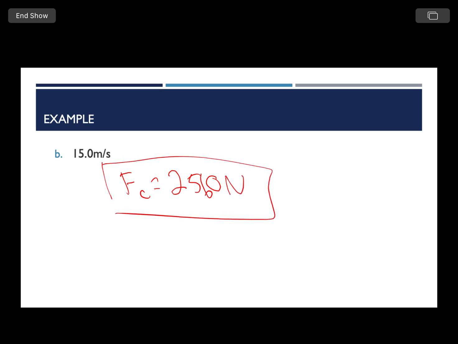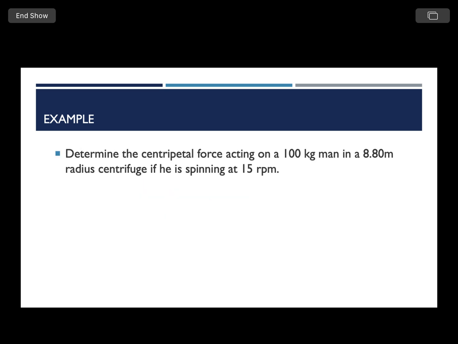Okay, now let's use a slightly different formula. Let's determine the centripetal force acting on a 100 kilogram mass man in a 8.80 meter radius centrifuge if he's spinning at 15 RPM. Okay, let's set this up. The mass is going to be 100 kilograms again. The radius is 8.80. And now we get a speed of, where was it here? 15 RPM.